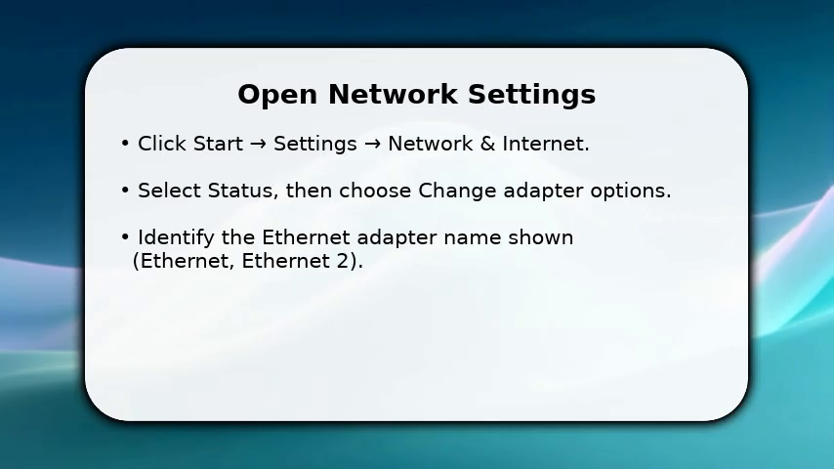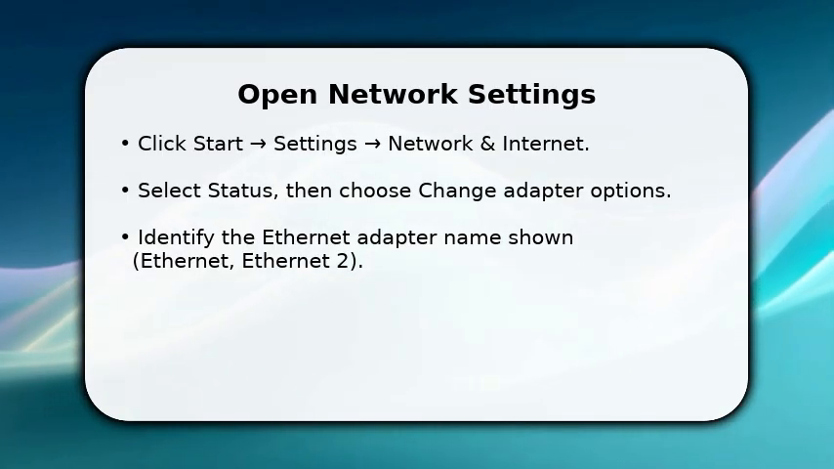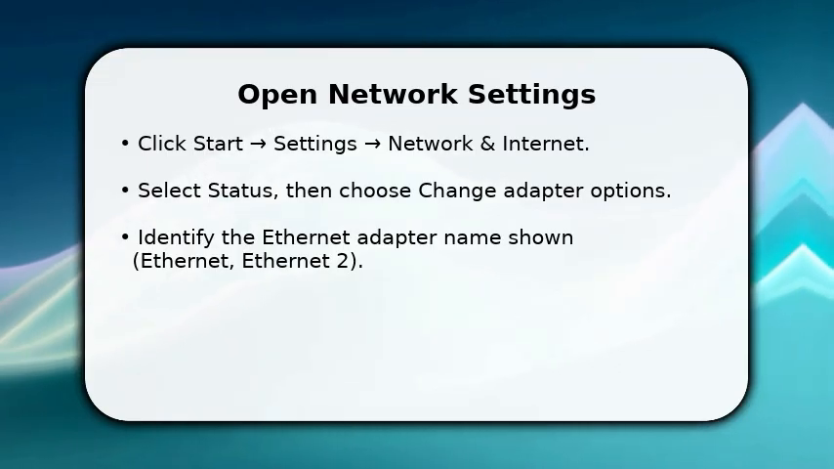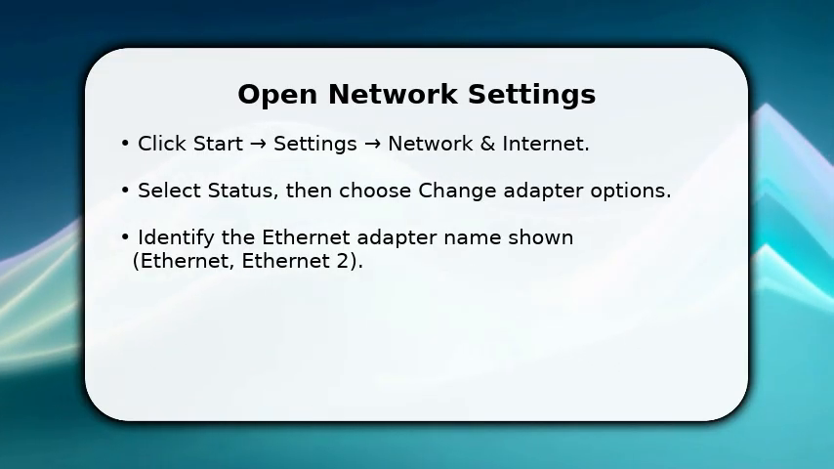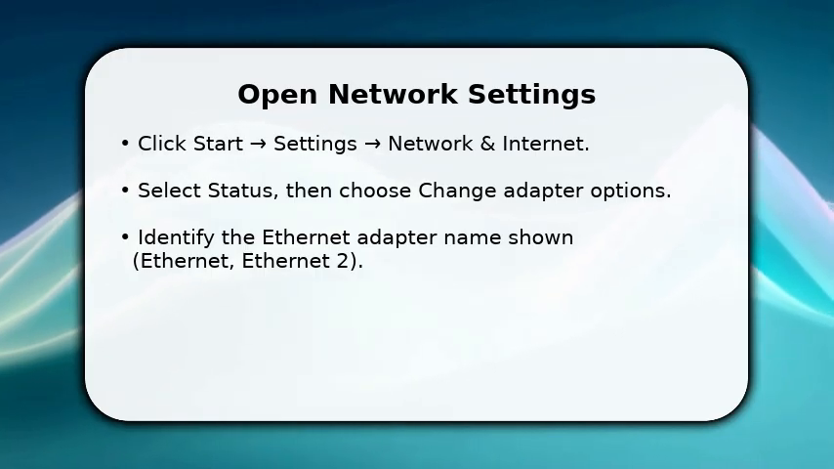You'll start inside Windows Settings. Open Start, then Settings, and choose Network and Internet so you access central controls. Once in Network and Internet, click Status and then change adapter options to reveal physical adapters.